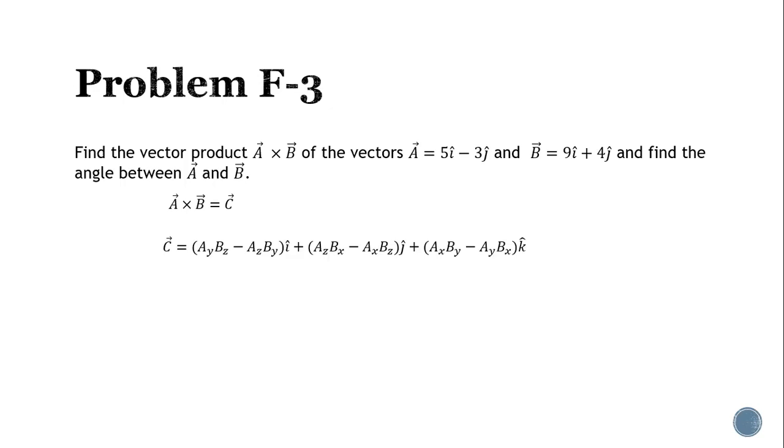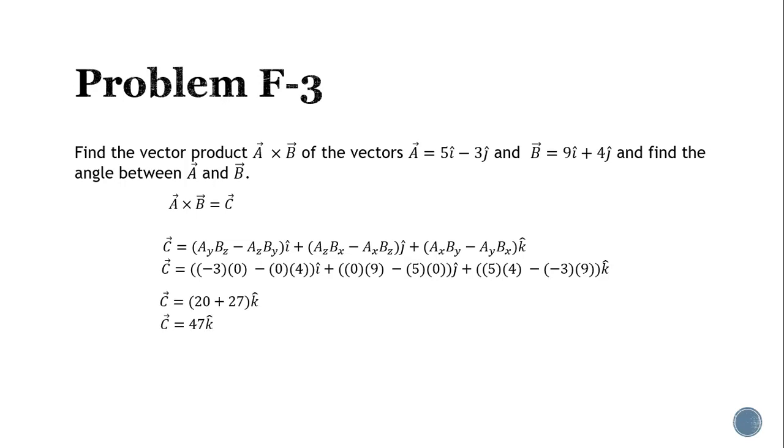So the cross product, A cross B, which I'll call C, is equal to that long mess of stuff, which we can actually calculate out. -3 times 0 plus minus 0 times negative 3, because the z components of both A and B are 0, plus 0 times 9 minus 5 times 0 j hat, plus 5 times 4 minus negative 3 times 9 k hat. So if you actually work this out, the vector C is 47 k hat.